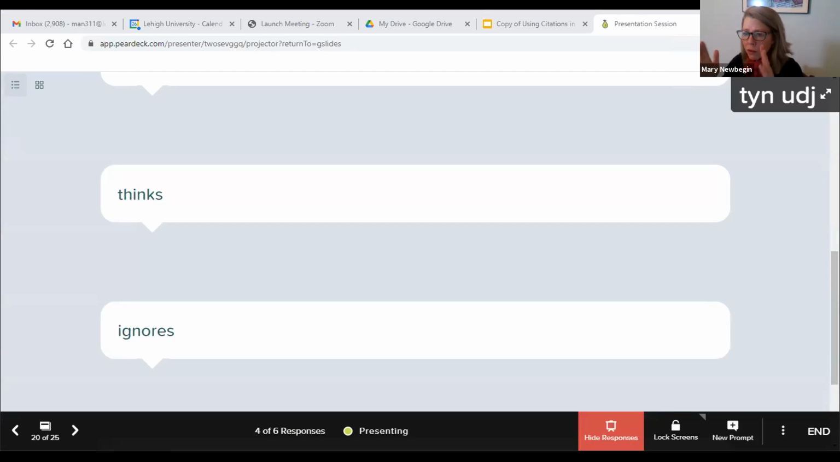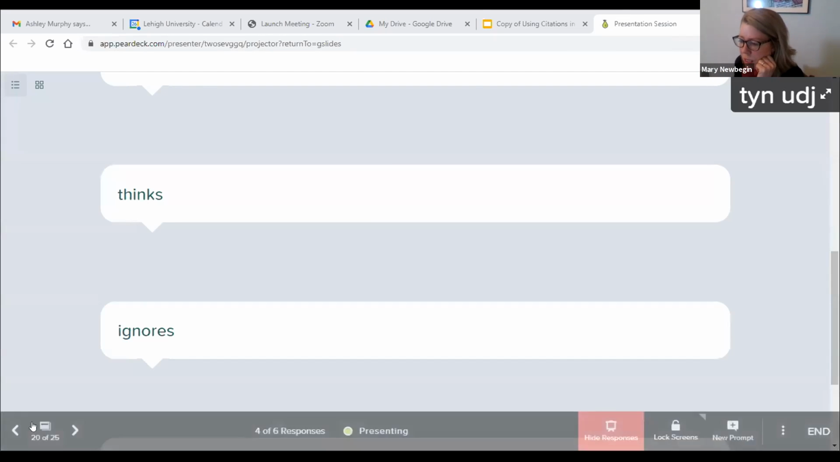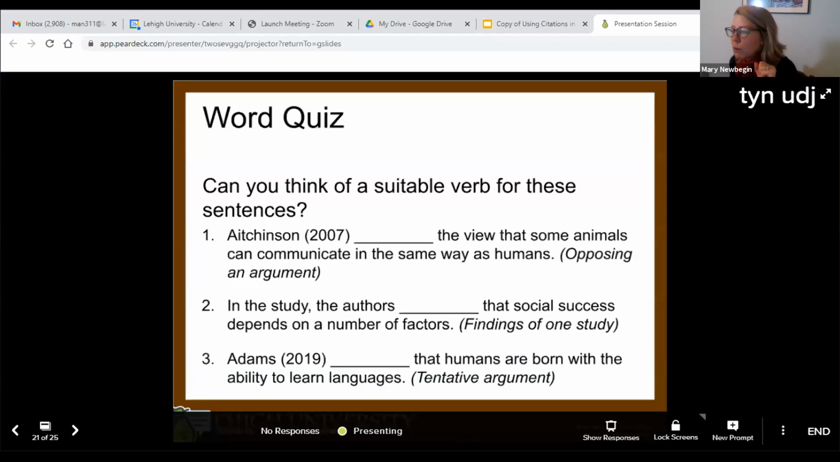if you're looking at a scholarly paper, the introduction, the method, the different pieces of the report might be written using different tenses. And the most important thing is to know the essence of what you're trying to present. We're going to do a little word quiz. So we can do the Pear Deck again. Can you think of a suitable verb for 1, 2, and 3? And we'll do this one just real quick. Think on your feet.